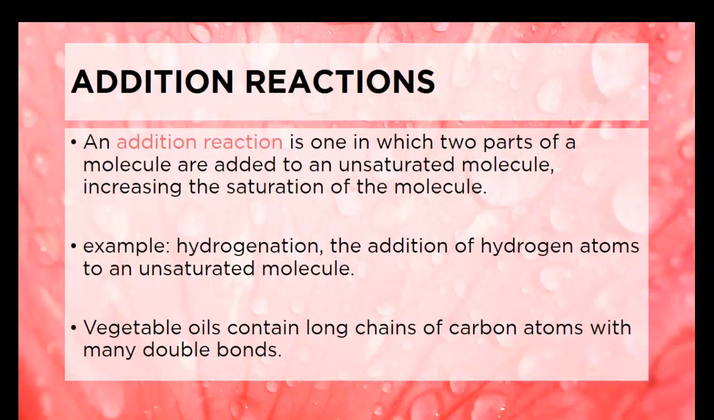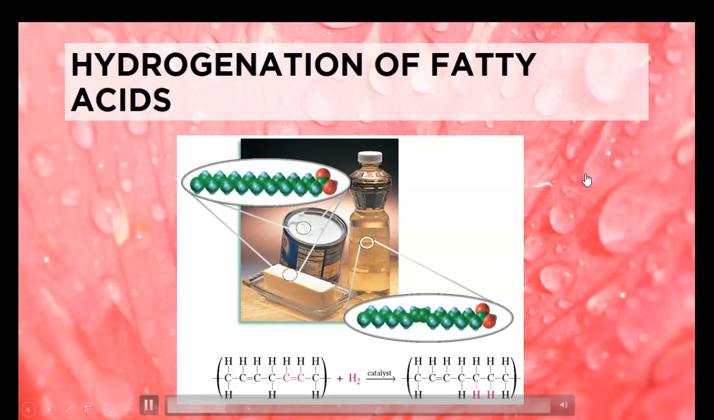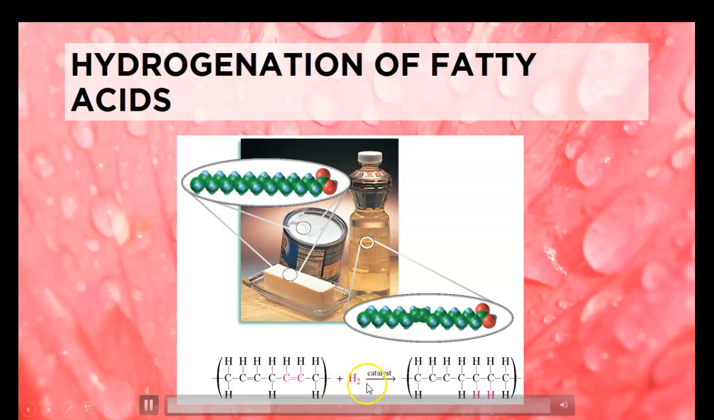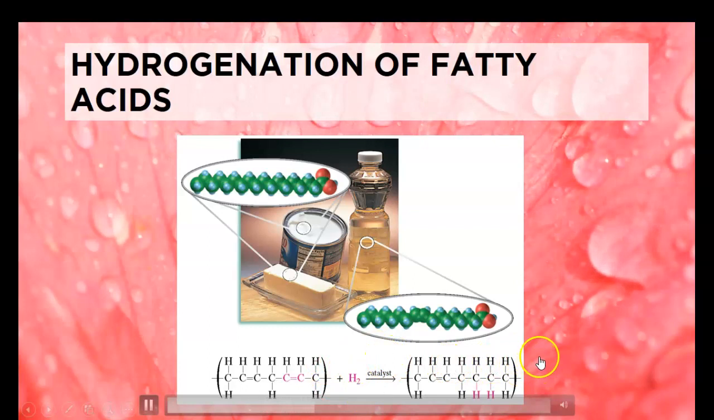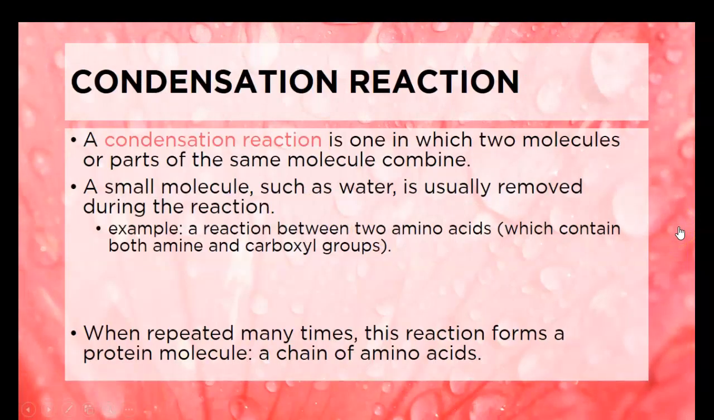An addition would be where 2 parts of a molecule are added. So for example, hydrogenation is where 2 hydrogen atoms are added to an unsaturated molecule. So vegetable oils, those are long chains of carbon atoms with lots and lots of double bonds. Slide's not working here. So it looks something like that. And you can add H2, and then it essentially becomes part of that chain. So that would be like an addition reaction.